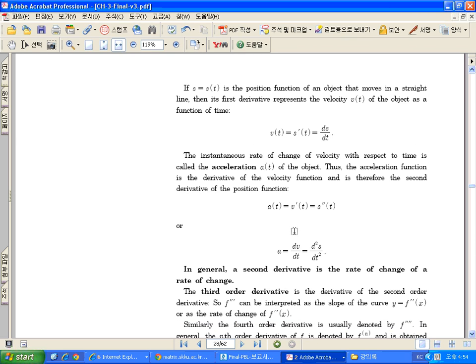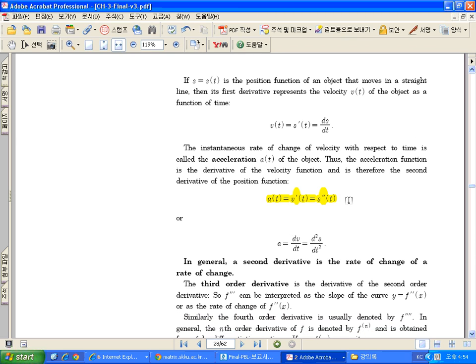Okay. So the higher derivative. In a physical sense, if the first derivative means velocity, then the second derivative means acceleration of an object.